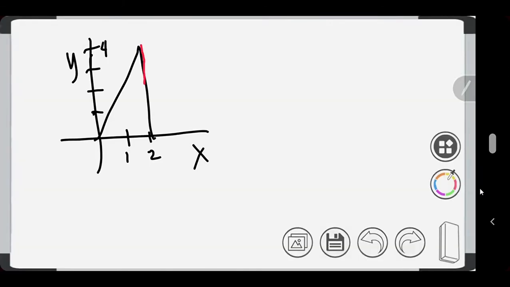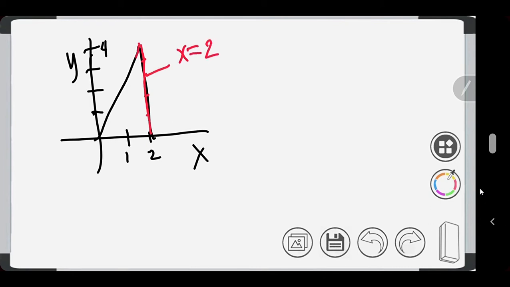Consider this vertical line right here, since this is a line in which x is independent of y. That means for any values of y, we have the same values for our x, and the value of x is constant, which is 2. That's why our equation is x is equal to 2.